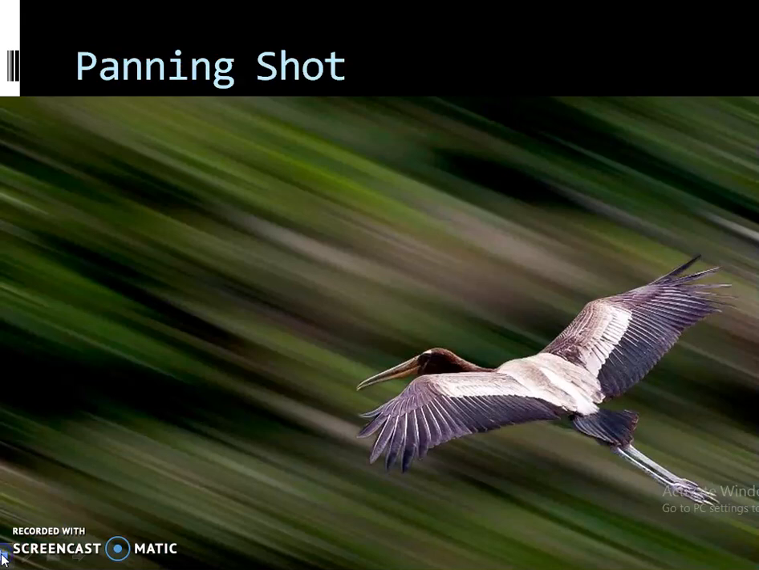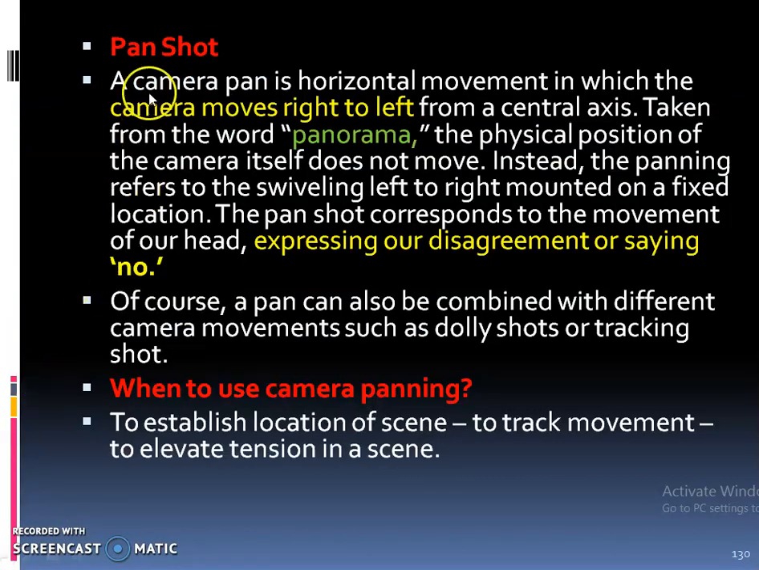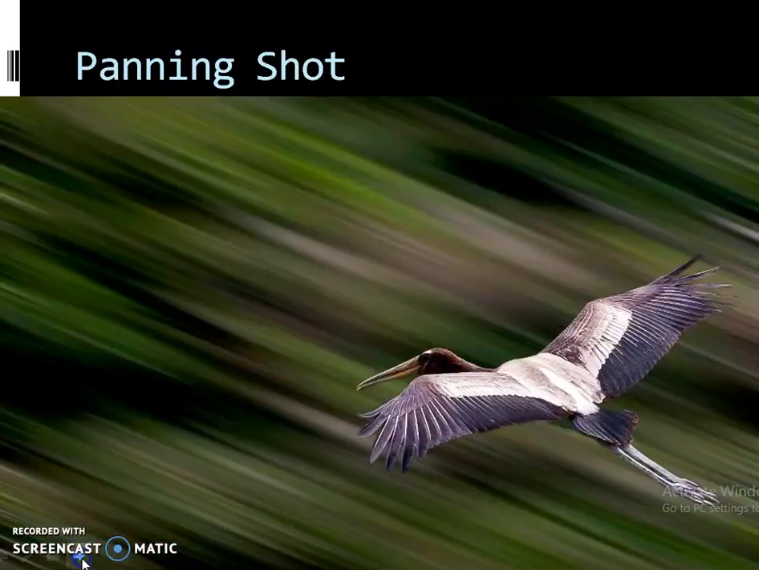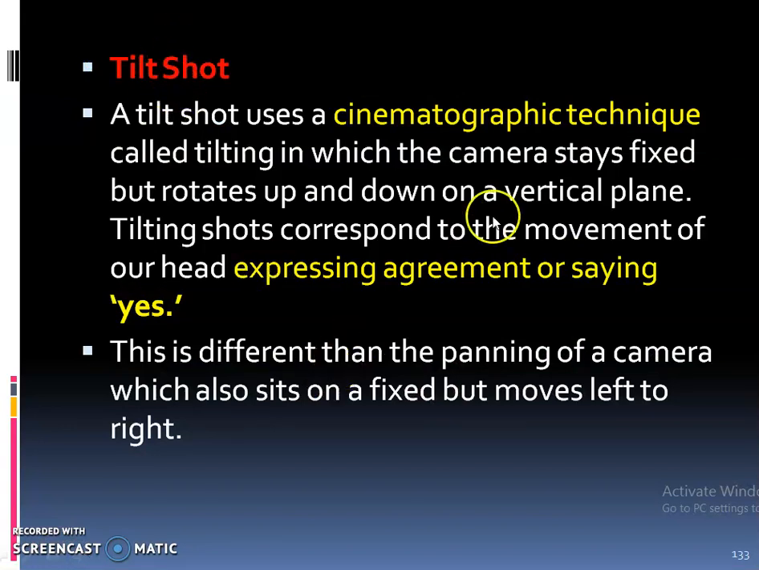You must learn the differences here. Pan shot expresses our disagreement or saying no, so the movement is from right to left. This is pan shot, right to left. Tilt is like saying yes, and it is on a vertical plane. How do we express our agreement? We nod our head like this, on a vertical position. So that is tilt shot.